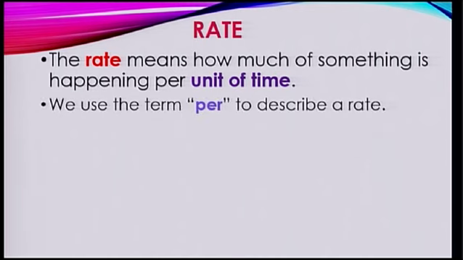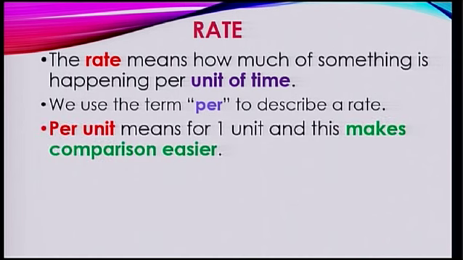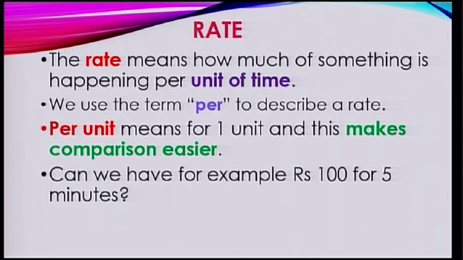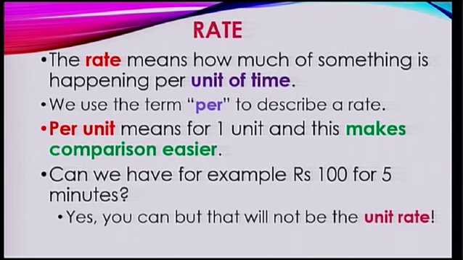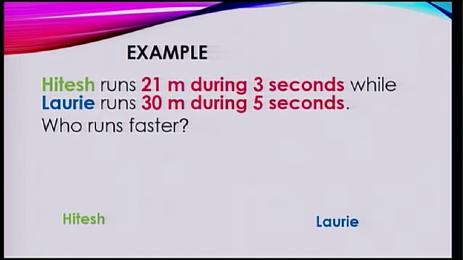Now, we use the term per to describe a rate. Per unit, when you see per unit, it means for 1 unit. And why is that important? Because it makes comparison easier. Can we have, for example, 100 rupees for 5 minutes? Yes, you can, but that will not be the unit rate. Let's see an example together.